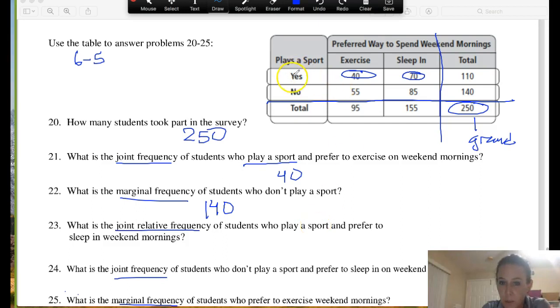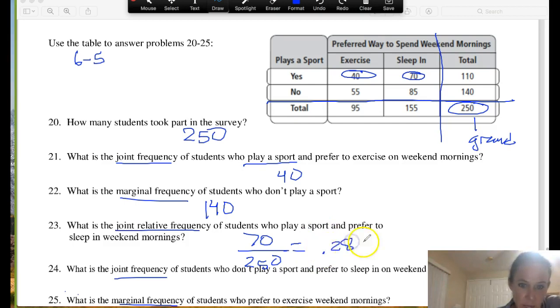So I'm going to go to play a sport, prefer to sleep in, right there at 70. So there are 70 of them, but it's relative to how many people took the survey, out of 250. Divide by the grand total, okay? So you can give me 70 out of 250, or you can go ahead and give it to me in a decimal, 0.28. Okay, so 28%.